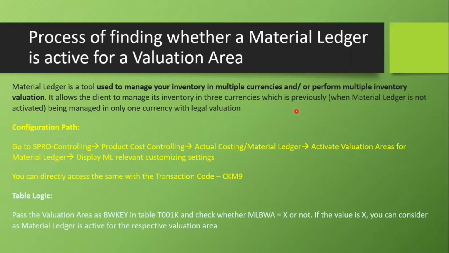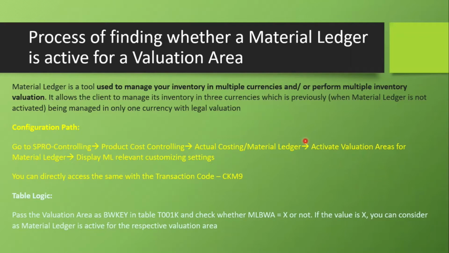I'm just giving one line about the material ledger. Material ledger is a tool used to manage your inventory in multiple currencies and perform multiple inventory valuation. It allows the client to manage its inventory in 3 currencies, which was previously managed in only one currency with legal valuation. If material ledger is not activated, the valuation will be maintained in one currency. If material ledger is activated, we can maintain it in multiple currencies.